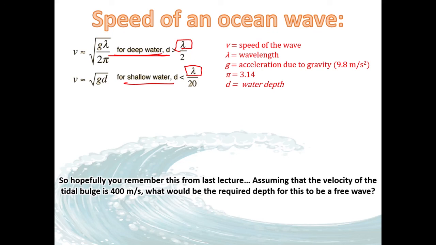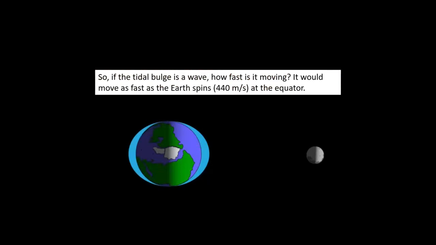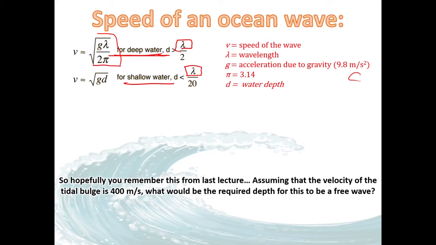Now, you can remember that we have two different formulas for the velocity of a wave based upon whether it's a deep water wave or a shallow water wave. A shallow water wave is going to depend just on the depth of the water. A deep water wave is going to depend on other things. So if we think of the tide as a wave, what's the wavelength in this case? The wavelength would be half the circumference of the Earth, right? So half the circumference of the Earth is, like, 12. Can't even remember really what it is.